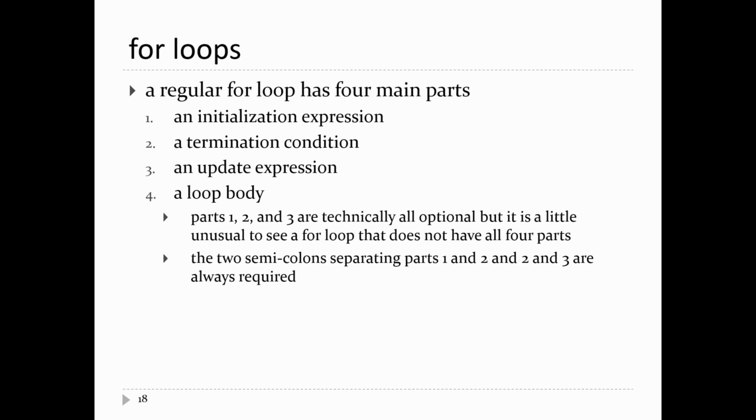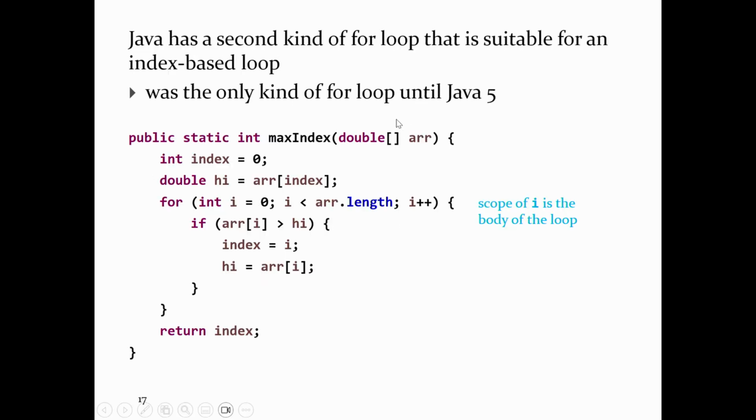Okay, so a regular for loop, so not a for each loop, always has 4 parts. It does not always have 4 parts. It has 4 main parts. So number 1 is the initialization expression. That's the int i equals 0.